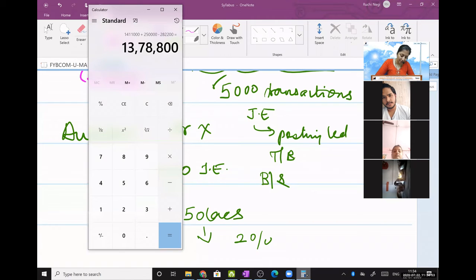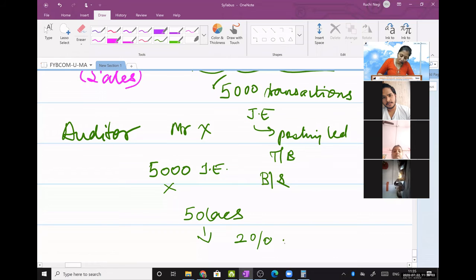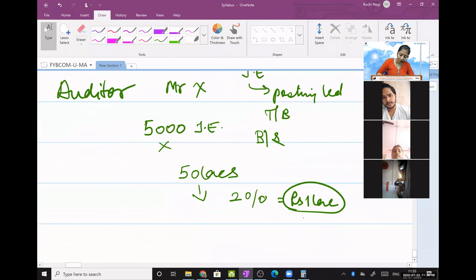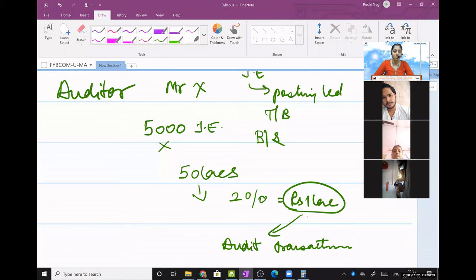Let me calculate. 2% of 50 lakhs is how much? 1 lakh. I repeat, 2% of 50 lakhs, my answer is 1 lakh. Okay, so now what will the auditor do? The auditor will audit only those transactions which are more than 1 lakh. Are you understanding? He will check only those journal entries or ledgers which have a figure of more than 1 lakh.